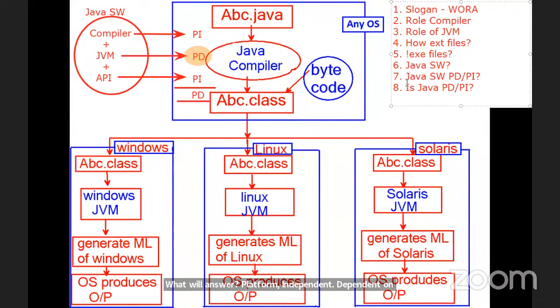How can I say independent? Tell me why. You are telling Java is platform independent. But look at the 7th point. I told you Java software is platform dependent.